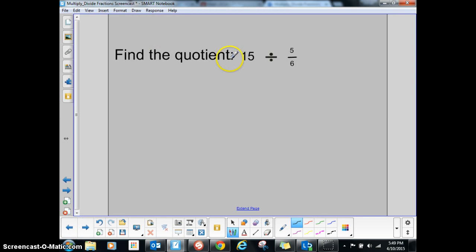Find the quotient, 15 divided by 5/6. So you had 2 clues here that you're going to divide. Okay, and we talked about if you have a whole number, every whole number is also a fraction over 1. So we have 15 firsts. And then when we divide fractions, we know that to do that we actually have to find the reciprocal. So we multiply, and then we flip the numerator to the denominator and the denominator to the numerator. So I'm going to flip that 5/6 over and make it 6/5.